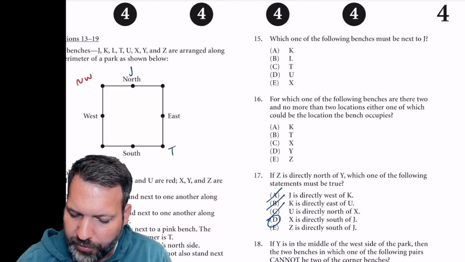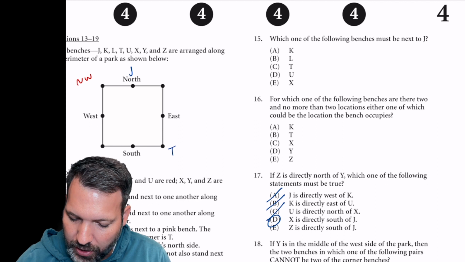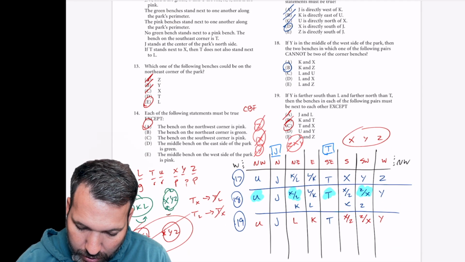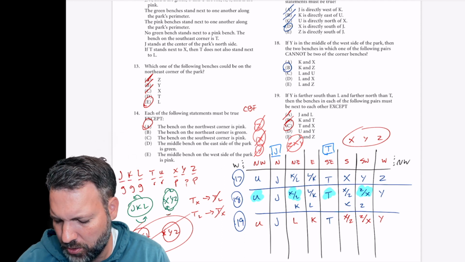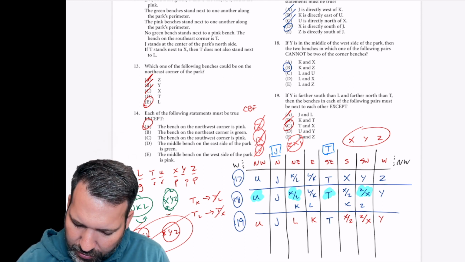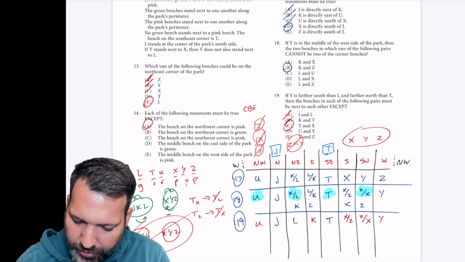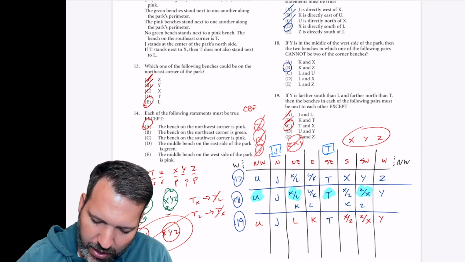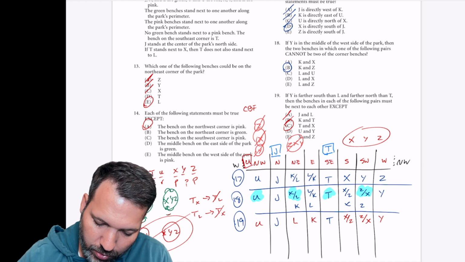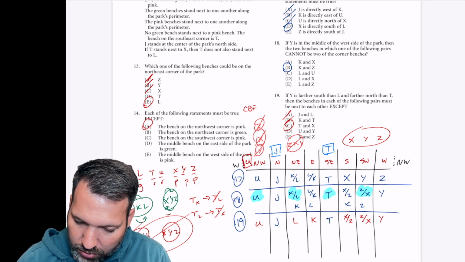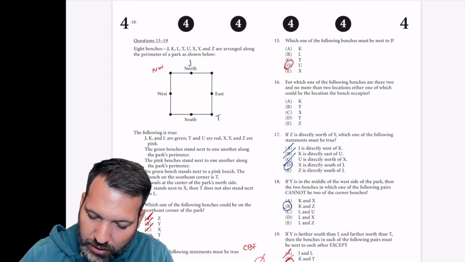Let's move on. Number 15, which one of the following benches must be next to J? Well, we've definitely seen U several times, but I don't think U... Oh, does it have to be U? Is that another deduction we've missed? It can't be Z, X, or Y, and it can't be another of J, K, or L. Yeah, actually, that is another deduction. Northwest is always going to be U. So J has to be next to U, so that's answer choice D.